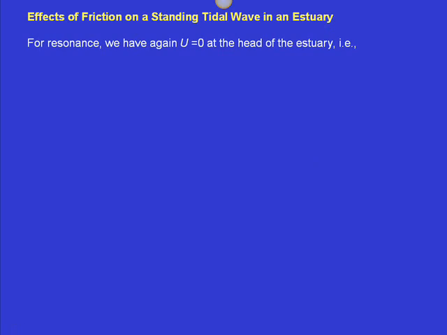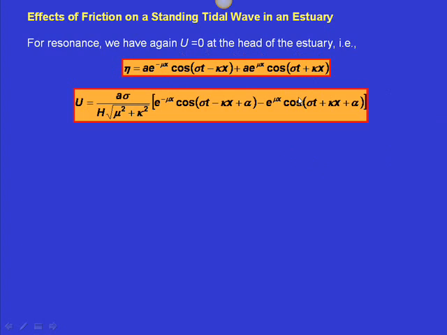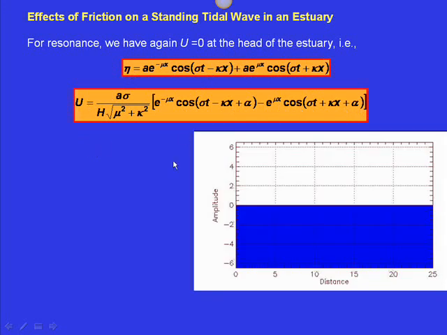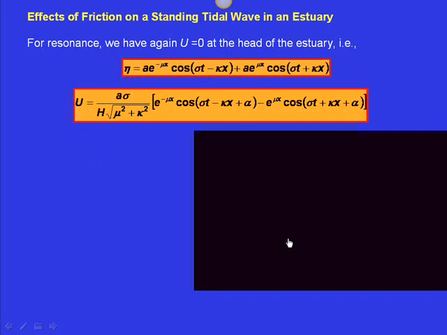Now let's look at the effects of friction on a standing tidal wave in this estuary. So for resonance to appear, we need the flow to be 0 at the head. And what we have is that the surface elevation has two waves traveling in opposite directions, and the flow also has two waves in opposite directions. And so that would be a standing wave.